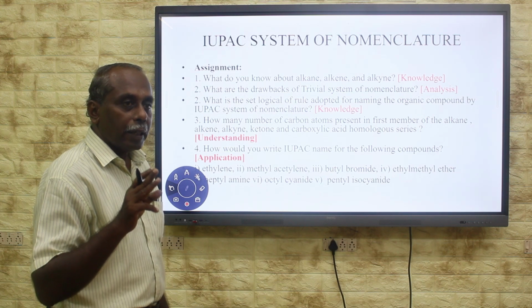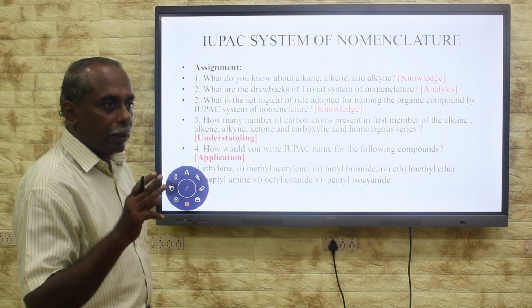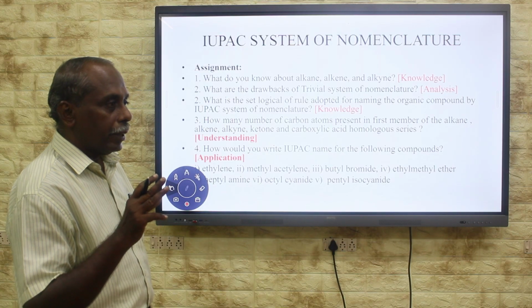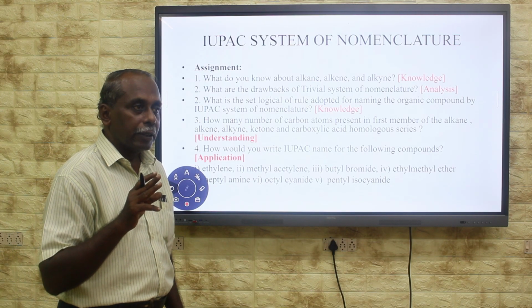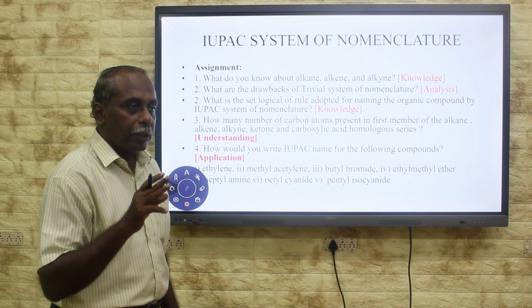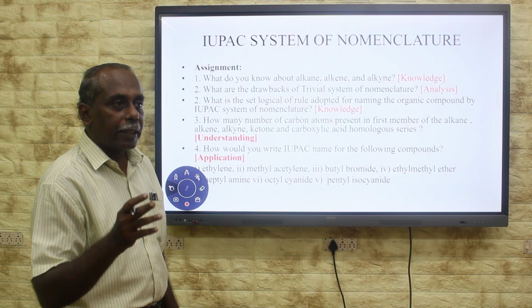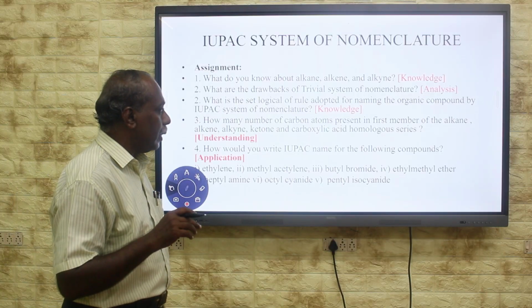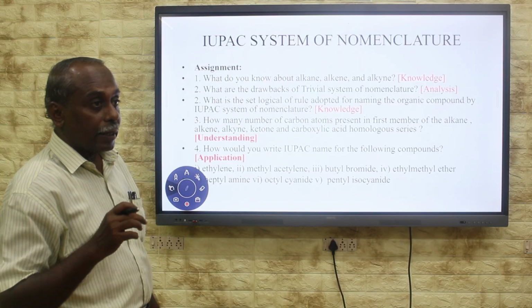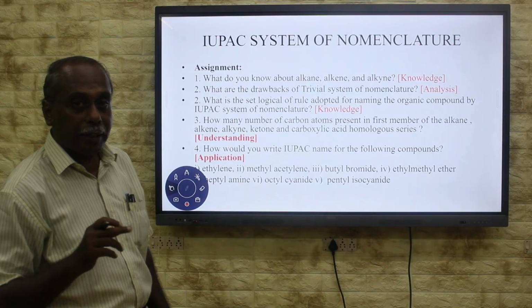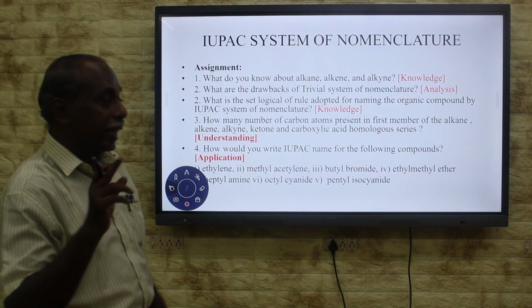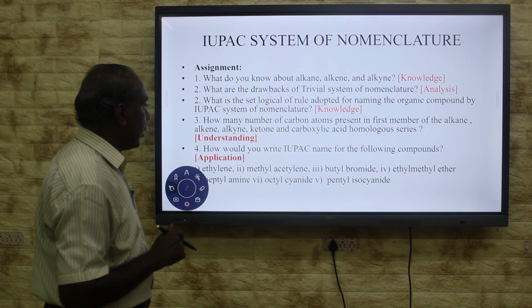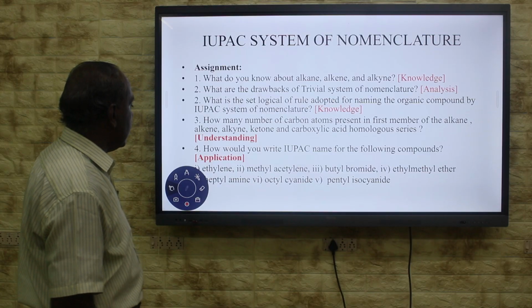In the trivial system of nomenclature we have dimethyl ketone or acetone. Acetone is the first member that has 3 carbon. Then in the carboxylic acid homologous series, the first member has 1 carbon. Formic acid we have done. Then how would you write an IUPAC name for the following compounds?